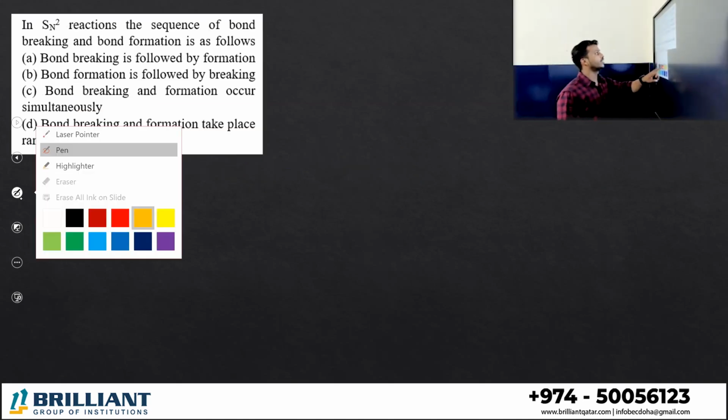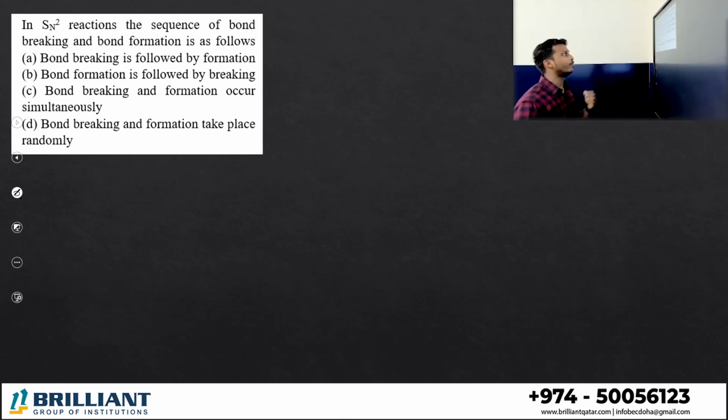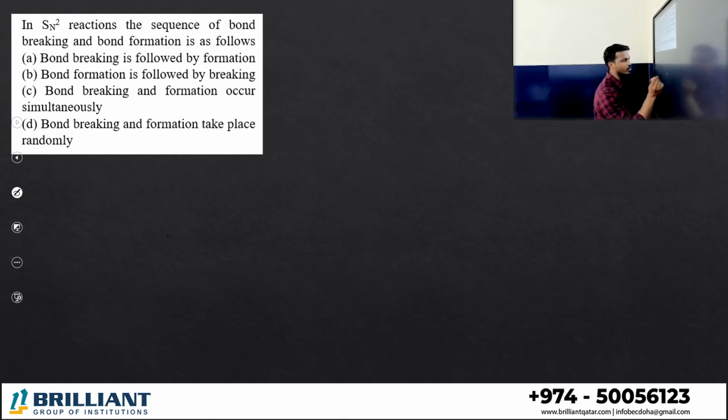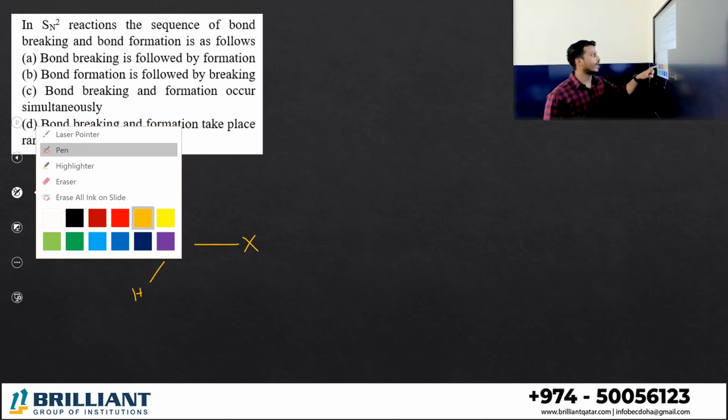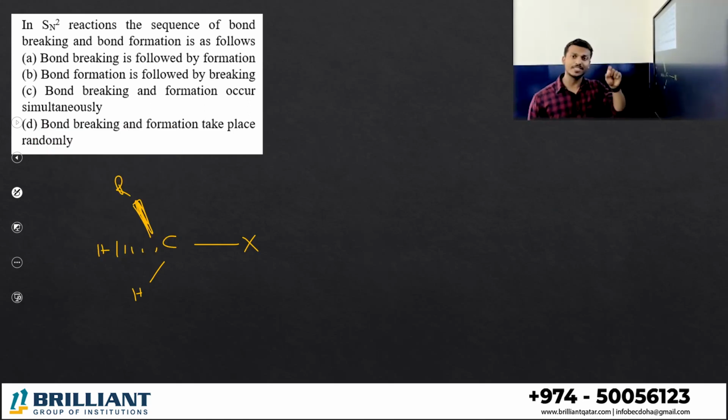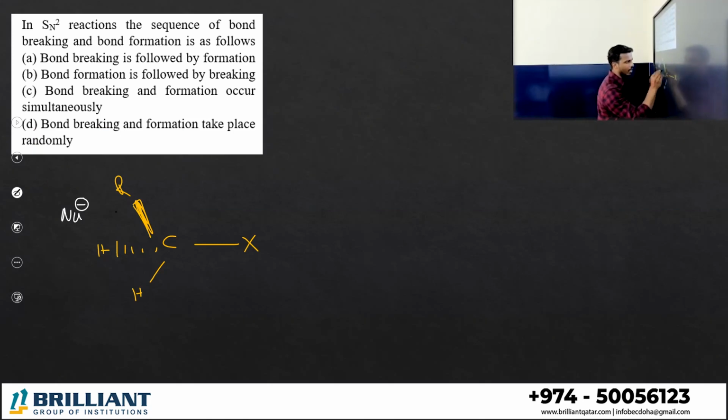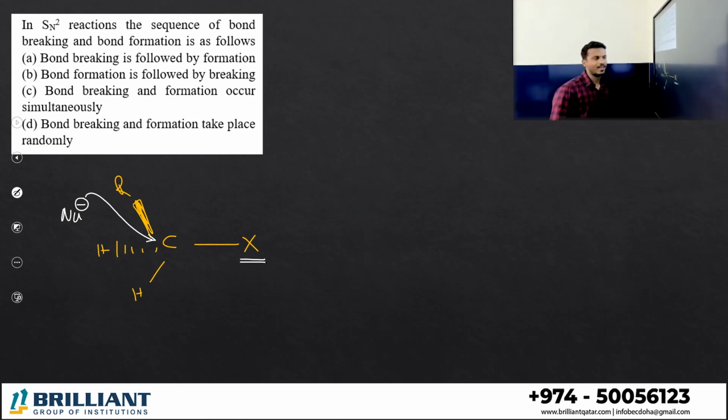SN2 reaction, the sequence of bond breaking and bond formation is as follows. You know, SN2 mechanism, you study the diagram and everything. In SN2 mechanism, there is a haloalkane like this one, right? What is happening? In the first step itself, the nucleophile is attacking the carbon atom on the opposite side of the halogen present.